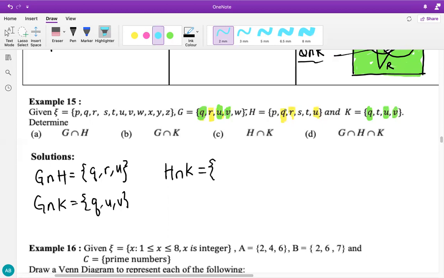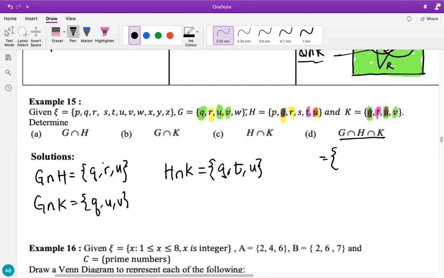Again, we have Q. Sorry, red. I think red is better. Q, and then U also got. And T. No V. Right? So the answer will be Q, T, and U.